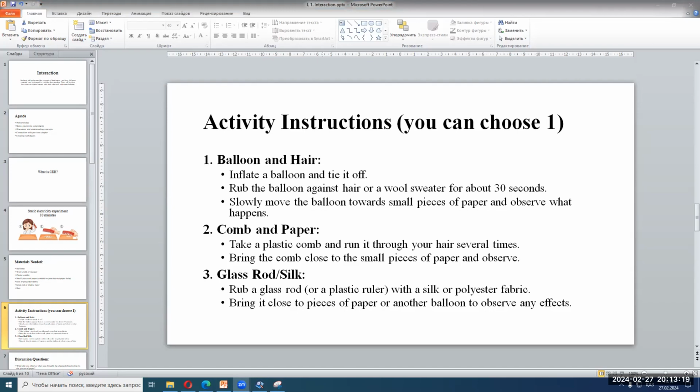Use a plastic ruler instead of a pencil to have a better effect. Okay, maybe. Other comments? Materials, amateur. But I guess it's two types of plastics, because my pencil is made of plastic.